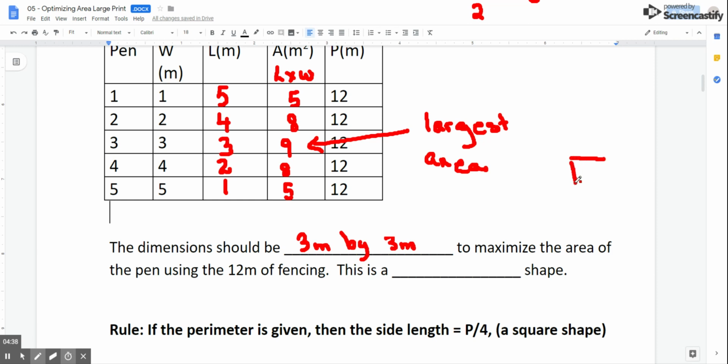What does that mean? That means all the sides are of equal length. And if I drew this nicely, that would be a square shape.